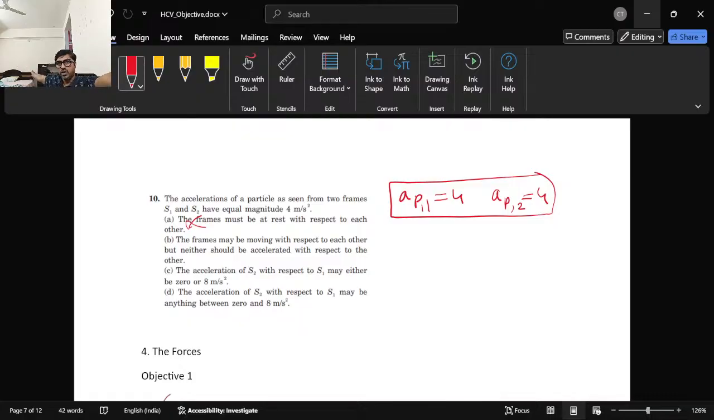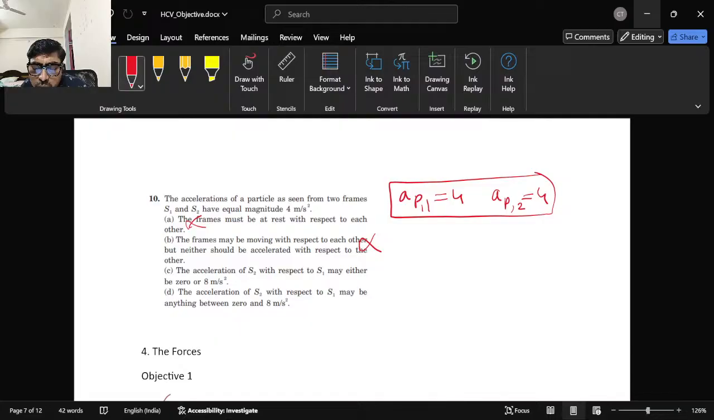Imagine two cars are going in opposite directions. One person is stationary and both of them are observing him. They will see that he is having the same relative acceleration magnitude-wise but in the opposite direction. That's okay. So frames may be moving with respect to each other but neither should be accelerated. That's also wrong. In fact, they can accelerate both.